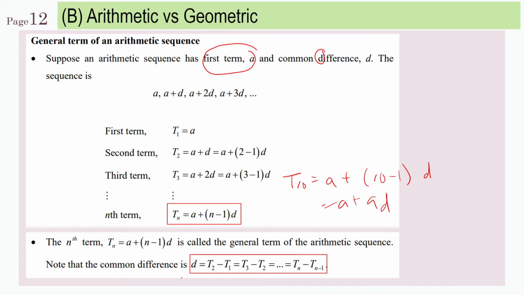And then the common difference. Because the D, the common difference, is the same for every term, that means regardless of whether you use T3 minus T2, or T10 minus T9, or T20 minus T19, the D is always the same. So it doesn't matter which pair you want to use.